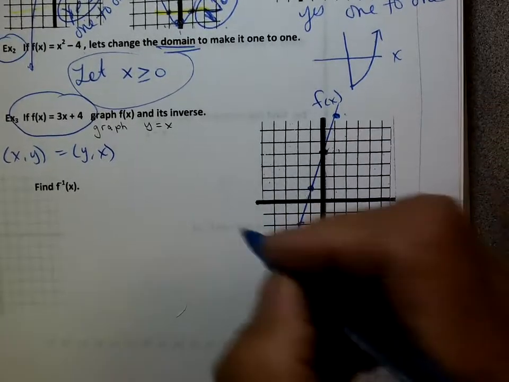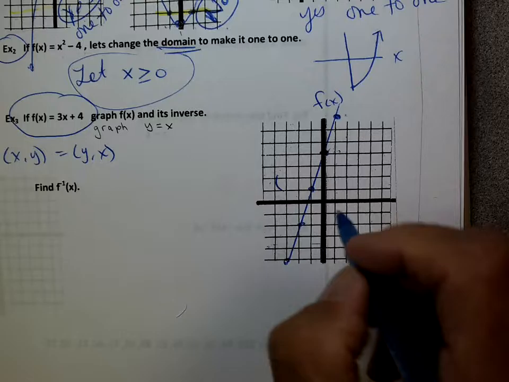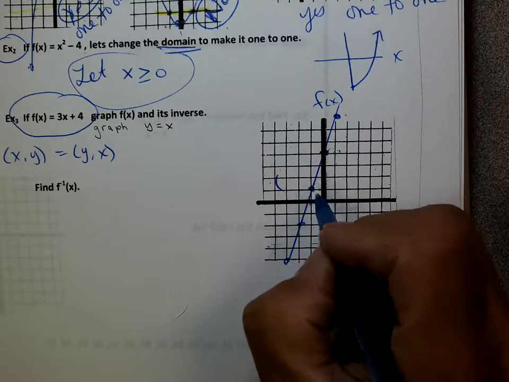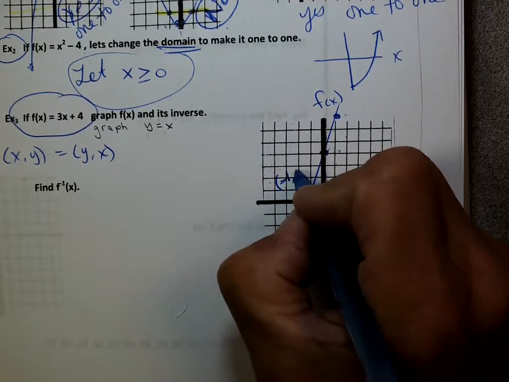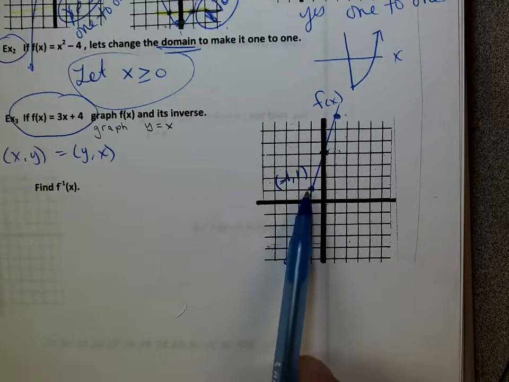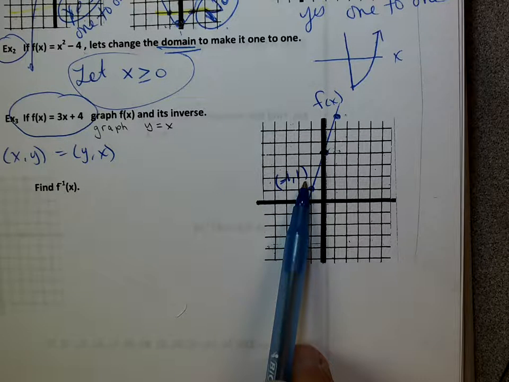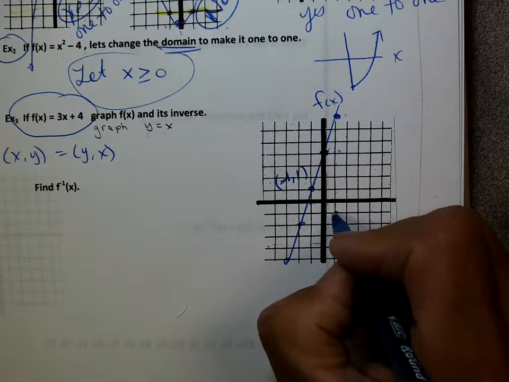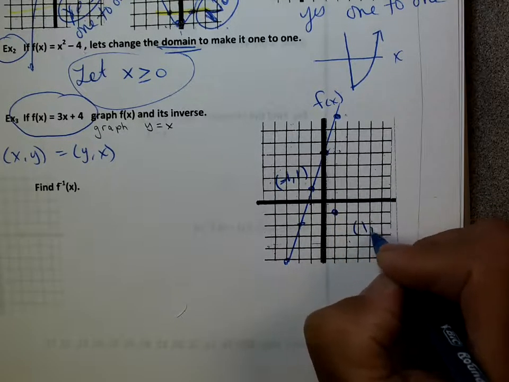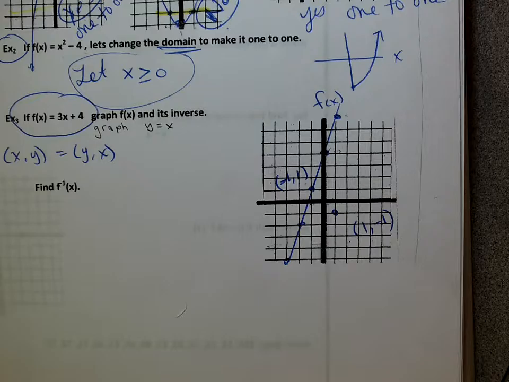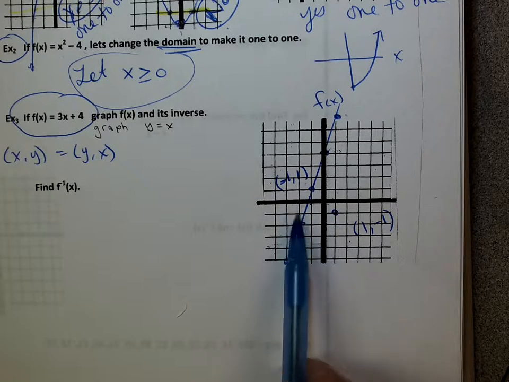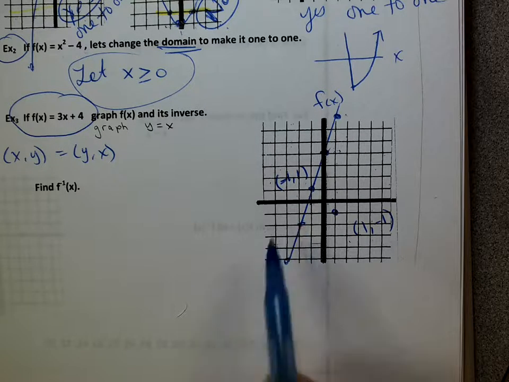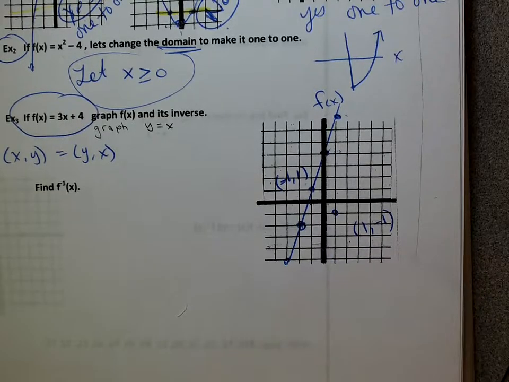So, first of all, this point right here is at negative 1, 1, right? You agree with that? Switch it. If I switch negative 1, 1, what does it become? 1, negative 1. That's right there, isn't it? Okay. This point right here is at negative 2, negative 2. Well, switch negative 2, negative 2. What do you get? You get negative 2, negative 2. You do. It's its own inverse, right? Isn't that weird? You're going to see why in a bit, okay?